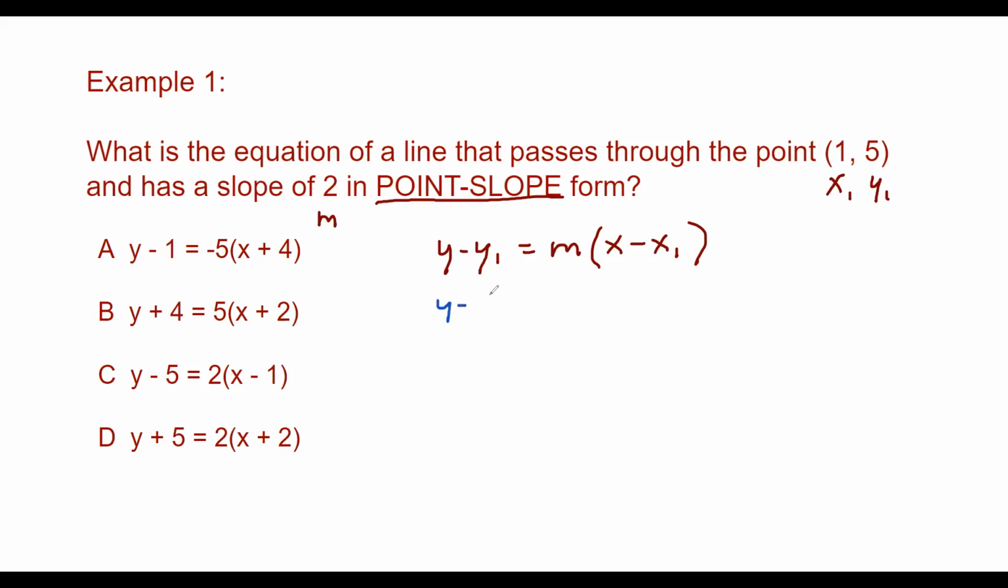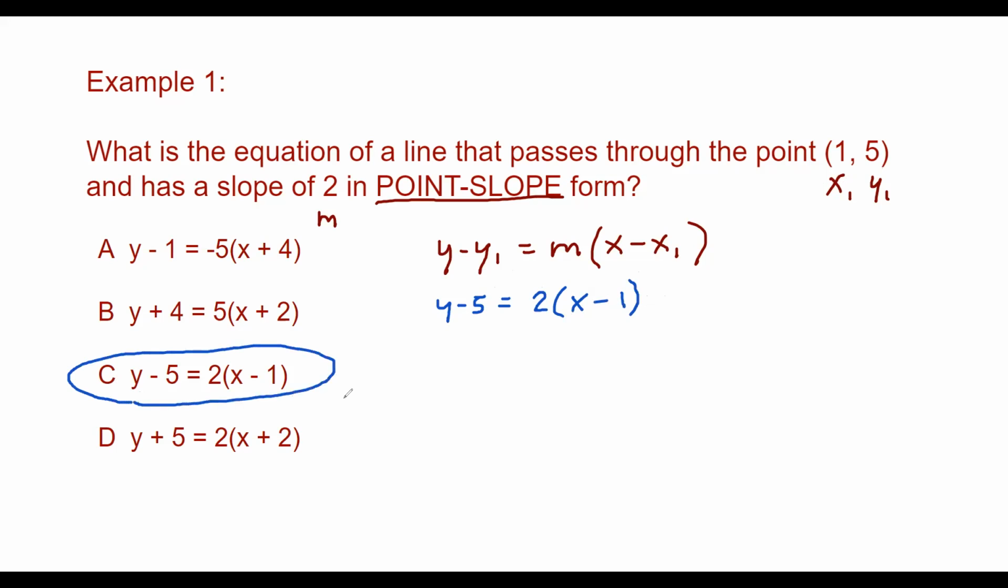Now, let's rewrite this with the substituted values. Y minus our Y1 value, 5, equal sign, our slope is 2, and X minus our X1 value, 1. Now, once again, we don't have any double negatives or anything here, so we are done. There's no need to simplify this any further. We're looking for our answer in this list, and it's right there.